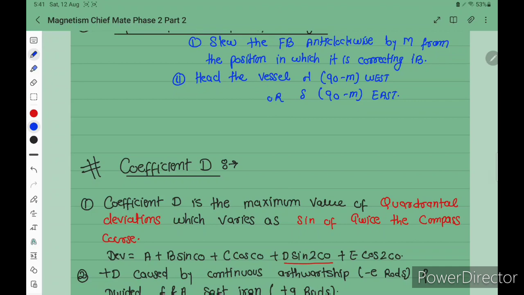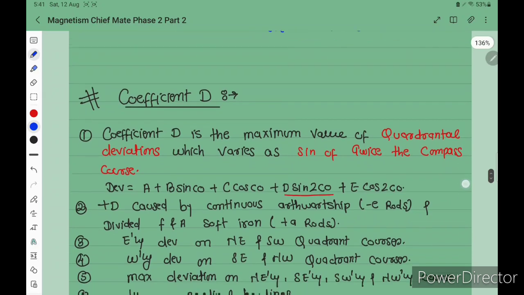There will be 2-3 times one numerical coming. In my next video, when I solve this past MMD paper, I will be doing that. Before you move to past papers, you have to understand the basic concepts explained in the Part 1 video and this second video, which is a little long, but we have to cover all these coefficients. So now, coefficient D.